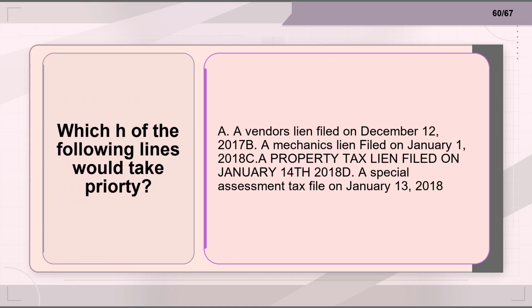Flashcard 60. Term: which of the following liens would take priority? Definition: A. A vendor's lien filed on December 12, 2017. B. A mechanic's lien filed on January 1, 2018. C. A property tax lien filed on January 14, 2018. D. A special assessment tax lien filed on January 13, 2018.